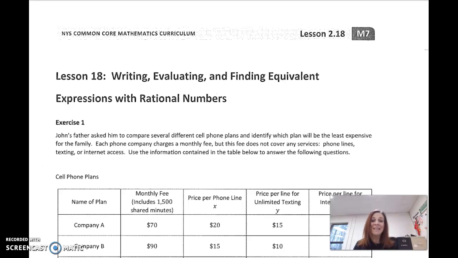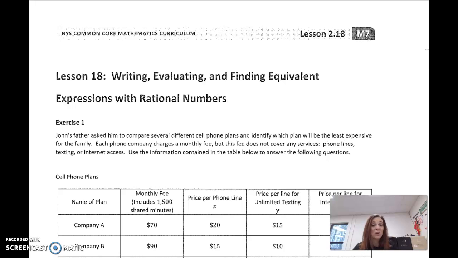Lesson 18 is on writing, evaluating, and finding equivalent expressions with rational numbers. So a lot of words here, but basically we're going to be taking real life examples and writing expressions, okay? Variables, numbers, adding, subtracting, that type of stuff. And then we're going to be evaluating it by plugging in different numbers.